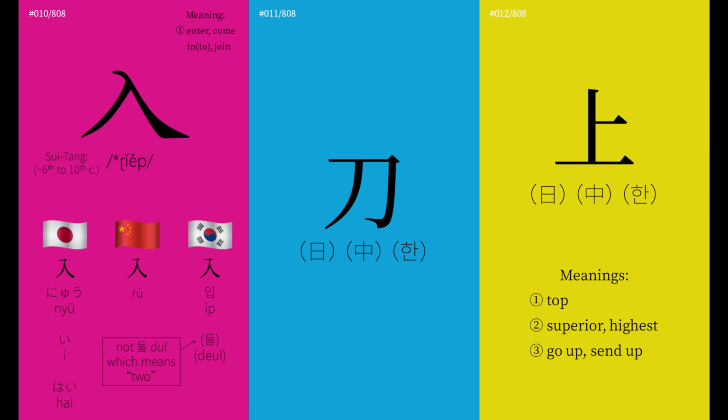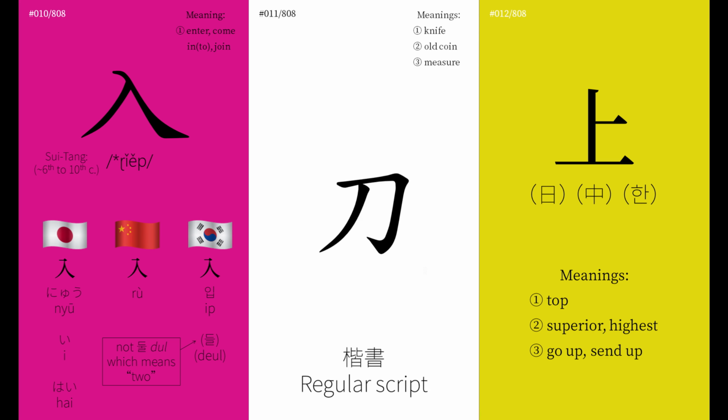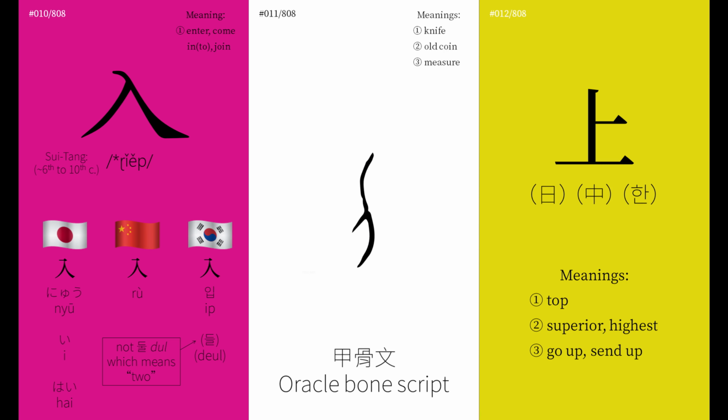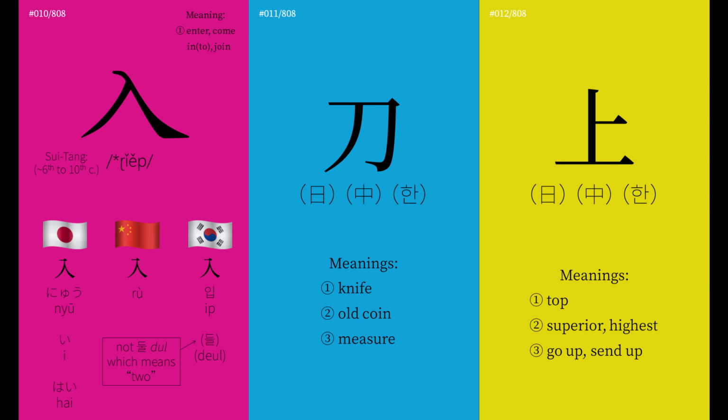We have seen the character for knife before in earlier videos. This character ultimately comes from a drawing of an upright knife with the blade on top and the handle below. However, while the primary meaning of the character is knife, there are also two less common meanings.